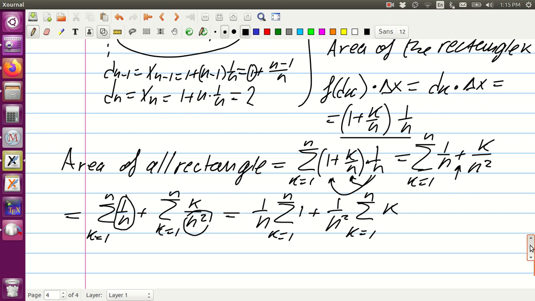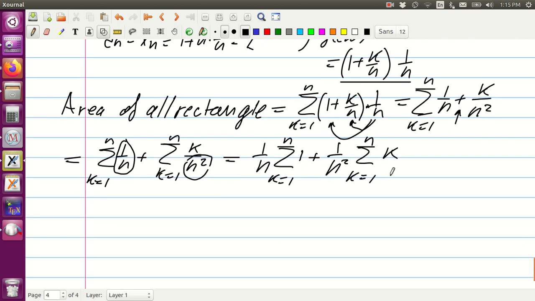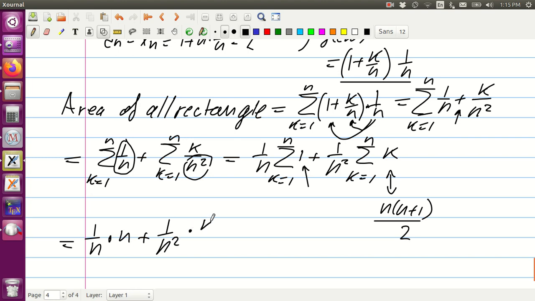All right, so now we just need the formula for the sum of k's, and the formula for the sum of k's, if you remember, was n times n plus 1 over 2. So that's what we're going to plug in for k. And for 1, it's just 1 added up n times, so it's just n. So we have 1 over n times n plus 1 over n squared times n times n plus 1 over 2. So this n and this n we can divide. One of these n's we can divide. Our final answer is 1 plus n plus 1 over 2n.